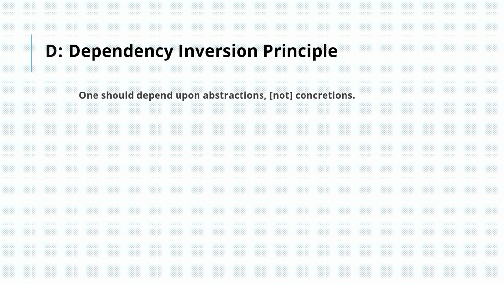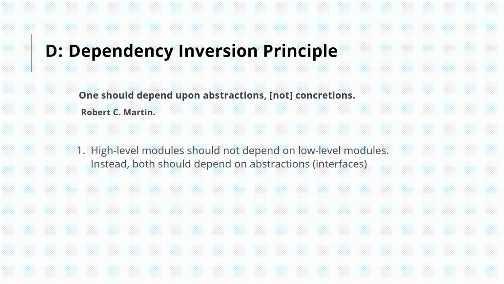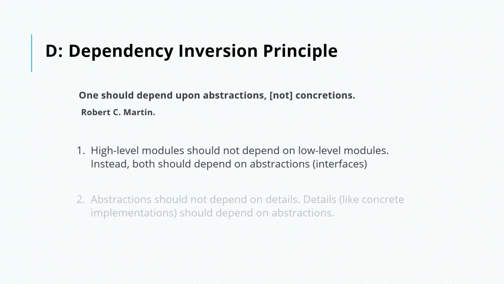Dependency Inversion Principle. One should depend upon abstractions, not concretions. Robert C. Martin. The Dependency Inversion Principle, DIP, has two parts. 1. High-level modules should not depend on low-level modules. Instead, both should depend on abstractions, interfaces. 2. Abstractions should not depend on details. Details, like concrete implementations, should depend on abstractions.